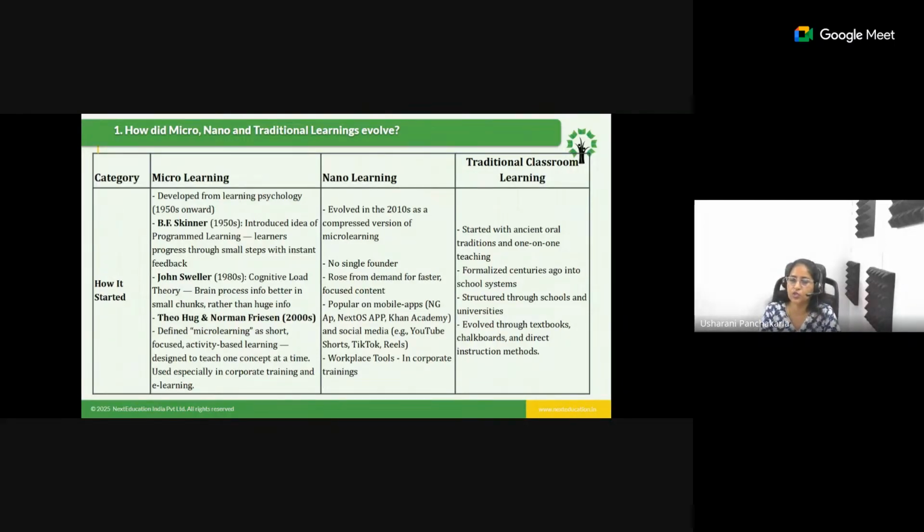And the second person is John Sweller. He's a cognitive learner, and he put forward the cognitive load theory. People are talking about the attention span, and that in short, they want to learn many things. The main reason for all of this is the cognitive load theory, where cognitive is nothing but your brain. The brain can process information in small chunks, but when you give so much information, it gets exhausted. It will not be stored.